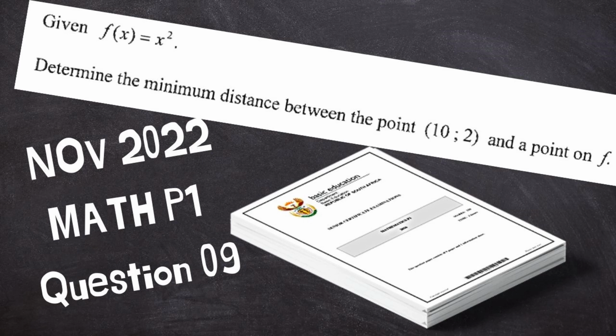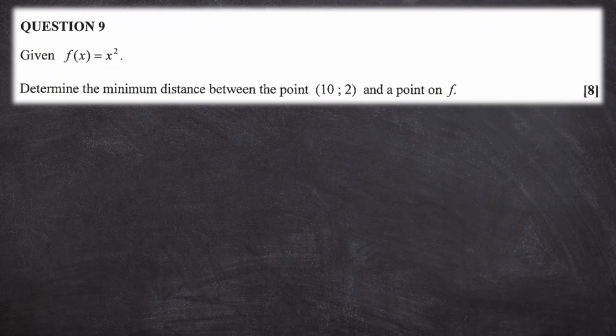Yet another session. We're going to look at November 2022, paper 1, focusing on question 9. Okay, question 9. Given f of x equals x squared, determine the minimum distance between the point (10, 2) and a point on f. Okay, so how do we solve this question?